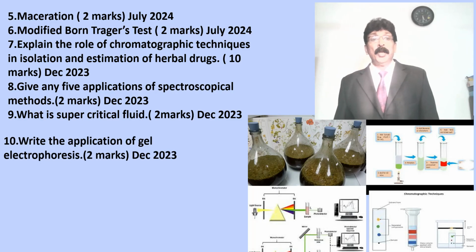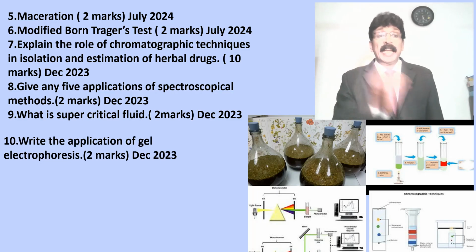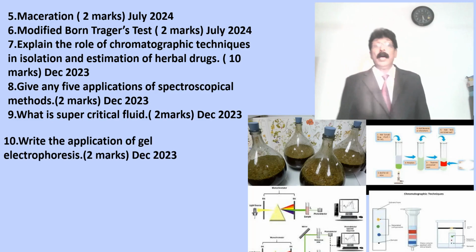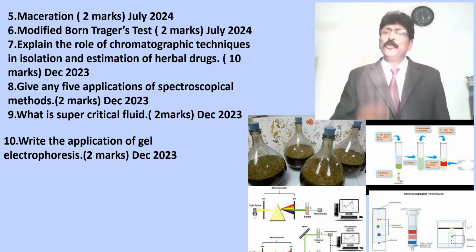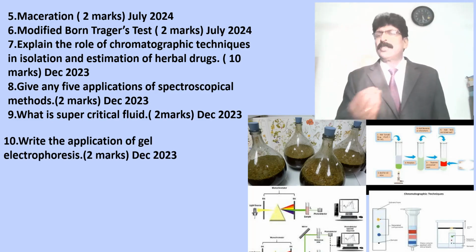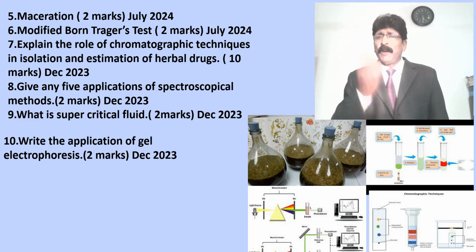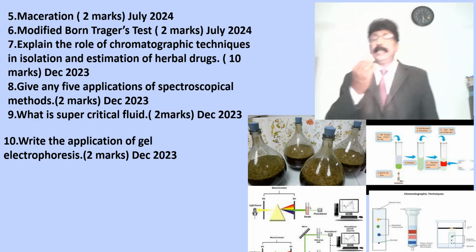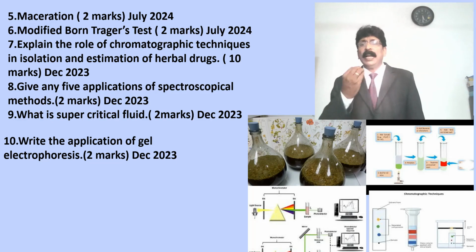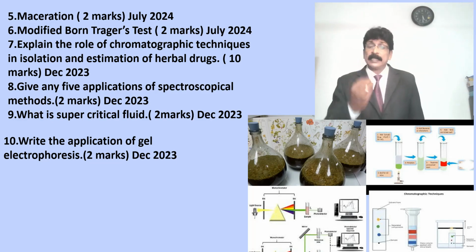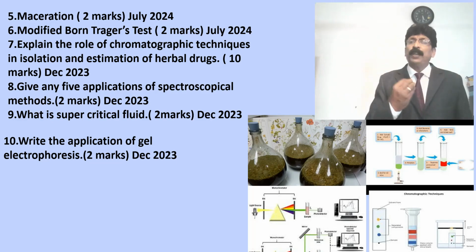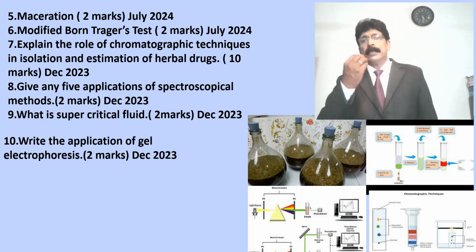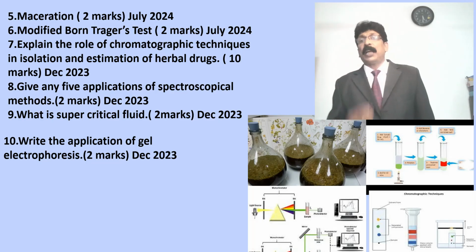They have asked, write the application of gel electrophoresis. Only 2 marks they have asked. Gel electrophoresis is a very important technique for DNA fingerprinting, even for identifying DNA samples and identifying the person who is responsible, who has a similar DNA to a particular sample which is taken. A tissue can also be identified.